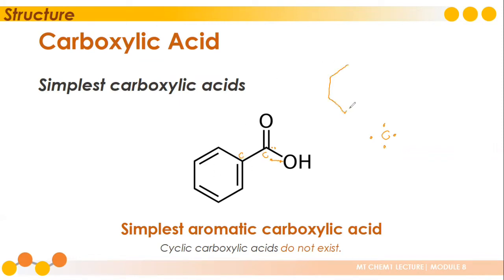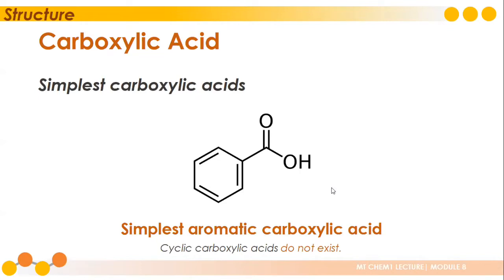A cyclic carboxylic acid means that the carbon should have 5 bonds because, as you can see, it is bonded 1 in here, bonded another in here, so those are already 2 bonds. And then for the carboxyl group, it should be bonded twice for the oxygen and once for the hydroxyl. So these are 1, 2, 3, 4, 5 bonds, and this is not possible. That's why cyclic carboxylic acids do not exist. Okay? So we only have this simplest aromatic carboxylic acid.